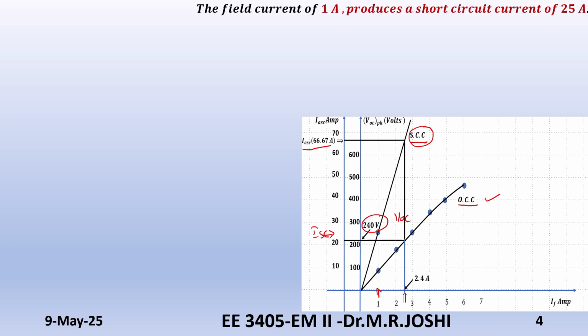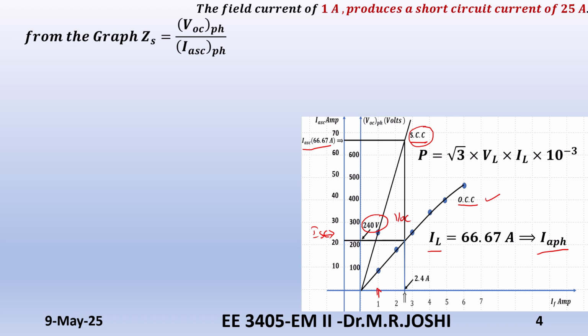Now with the power calculation, we find the IL value, and that is the IA phase value since it is star connected. With IL equal to IA phase, project from 66.67 to meet the short circuit characteristics and project vertically to meet the IF value horizontally. From that same value of 2.4 ampere, project to the open circuit characteristics and project horizontally to meet the VOC value, and that VOC value from the graph we got as 240 volt.